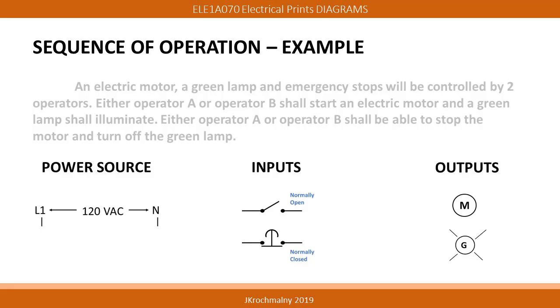We can start to create our ladder diagram by identifying the components needed for the system sequence of operation. In this example, our power source will be 120 volts AC coming from any duplex receptacle. Next, we can identify switches, normally opened, maintained switches, and normally closed, maintained emergency stop switches. Finally, we can identify the loads as circles, one with the letter M for electric motors, and the other the letter G for the green lamp.